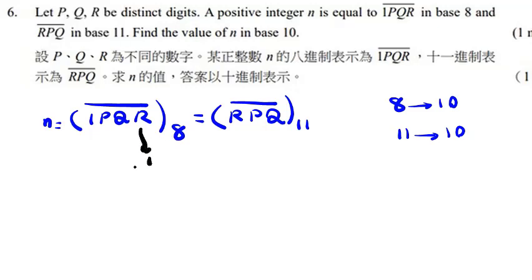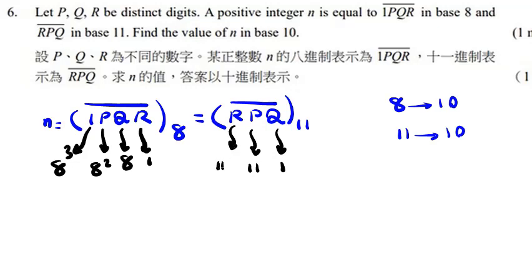Because it is in base 10, the value here is 1. In base 10 it is 10. In base 8 it is 8. Here it is 8 squared. Here it is 8 cubed. Here in base 11 it is 1, and it is 11, and it is 11 squared. The next thing you should know is that the digits in each base are less than the base. For example, in base 8, less than or equal to 7. Here, less than or equal to 10, which is 11 minus 1. So, because it is smaller, we can say P, Q, R are less than or equal to 7. And they are distinct numbers, as the problem says.